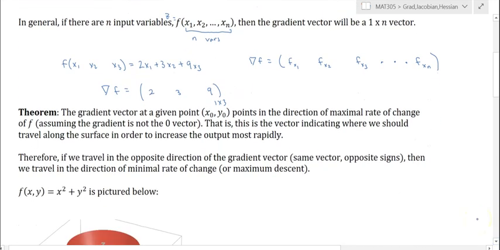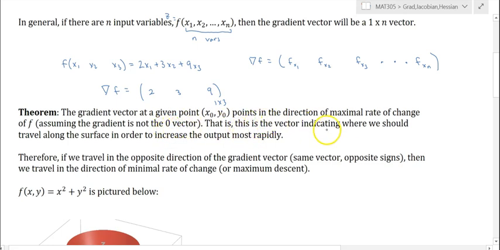Now, here is the really valuable part of the gradient vector. Why do we use this? Well, the gradient vector at a given point, let's just denote that point x naught, y naught. Remember, x and y are variables. X and y are on a spectrum of values, and x naught, y naught just says we're specifying a specific instance of x and y, and it points in the direction of maximal rate of change of f. That is assuming that the gradient is not just the zero vector. If it's the zero vector, then it doesn't matter which direction you point in, it's going to be the zero vector. And we'll take a look at this in just a moment.